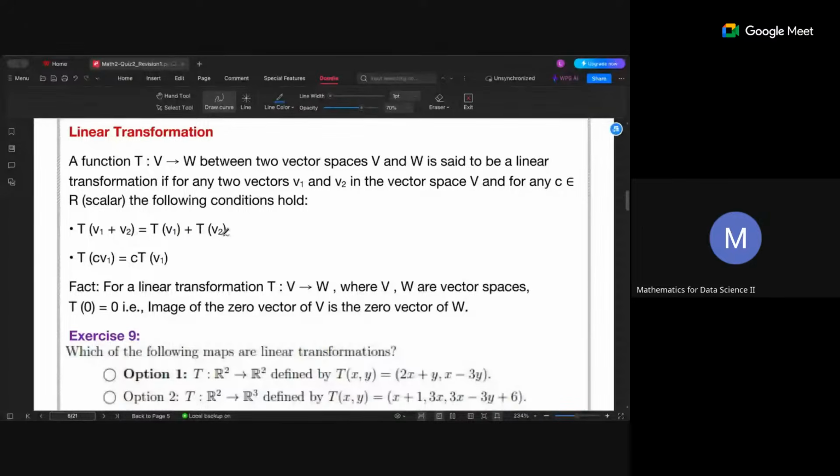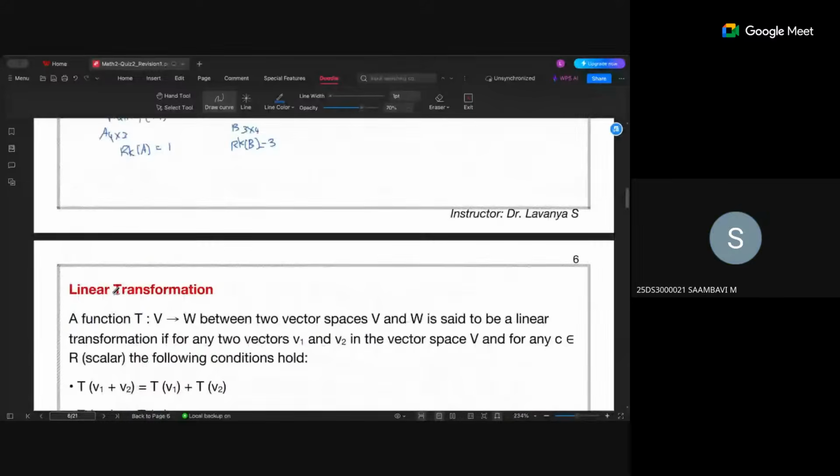And when you are verifying linear transformation, yes, ma'am. Last problem. Can you tell the final answer, please? Rank of.